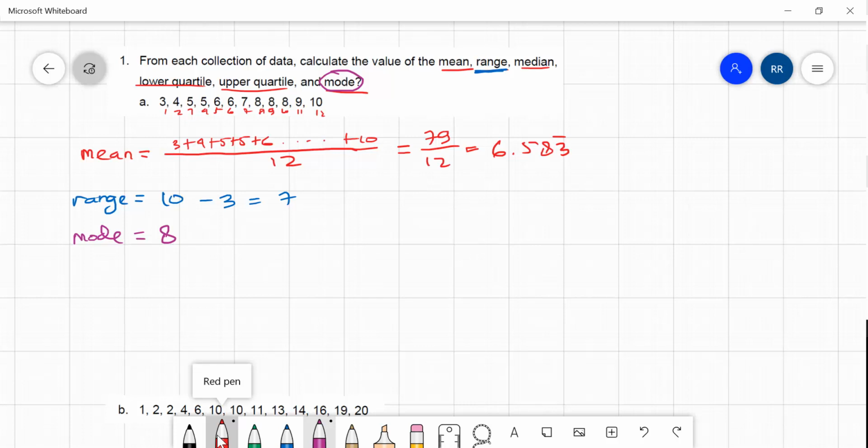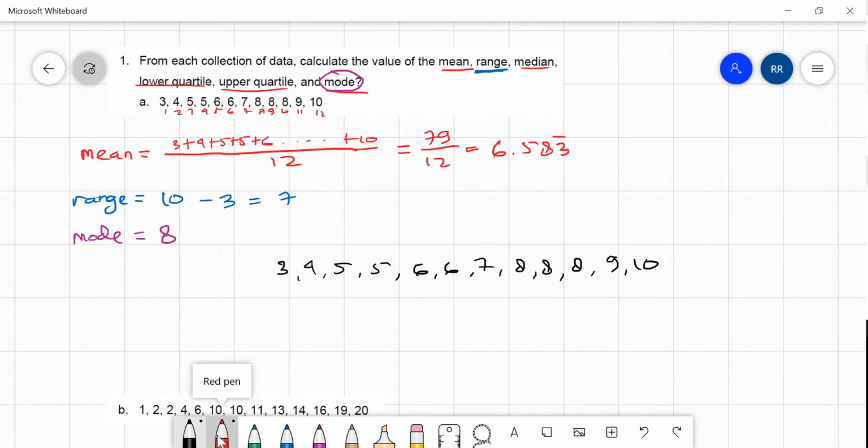So in here, guys, the basic concept of median, lower quartile, and upper quartile is just dividing the set of data into 4 equal parts. That is the main idea. So I'm going to rewrite that: 3, 4, 5, 5, 6, 6, and then 7 and 8, 8, 8, and then 9, and then 10. To divide this into 4 equal parts, the first thing that we normally do is divide this by 2 first, into 2 equal parts.